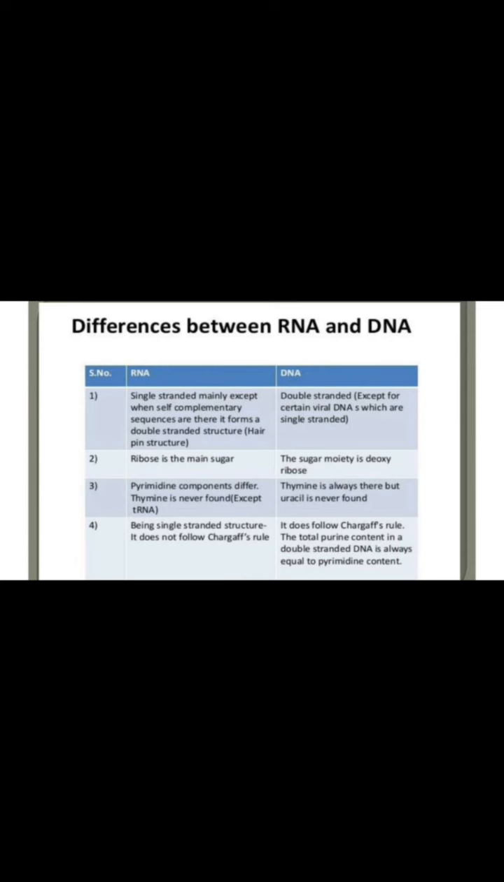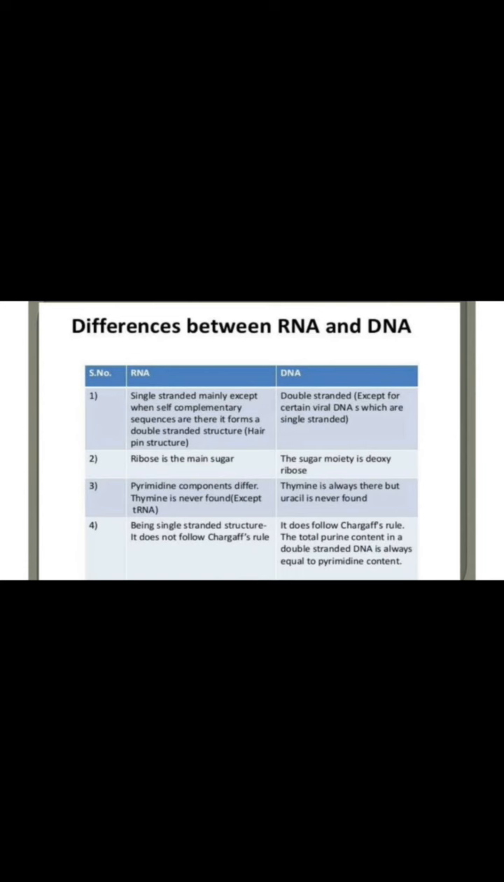Difference between DNA and RNA. RNA is mainly single stranded, except when self-complementary sequences are there, where it forms a double stranded structure, that is a hairpin structure. DNA is double stranded, except certain viral DNA which are single stranded. In RNA, ribose is the main sugar, and in DNA, the sugar moiety is deoxyribose.